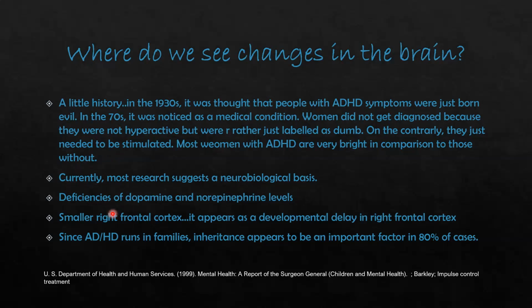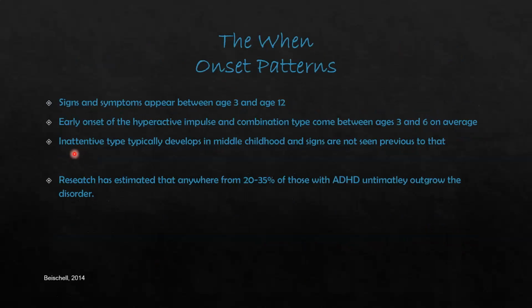Most research suggests that it's a neurobiological basis, okay? We get deficiencies in dopamine. They have a smaller right frontal cortex. And since ADHD runs in families, inheritance appears to be an important factor in 80% of cases. Signs and symptoms appear between age 3 and 12. Early onset of the hyperactive, impulsive and combined types comes between the ages of 3 and 6. Inattentive type typically develops in middle school though.